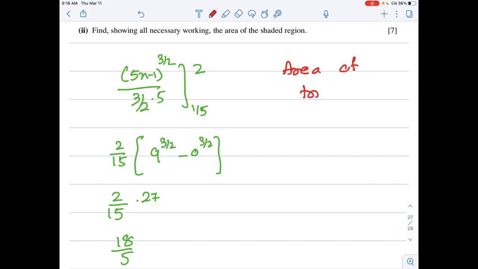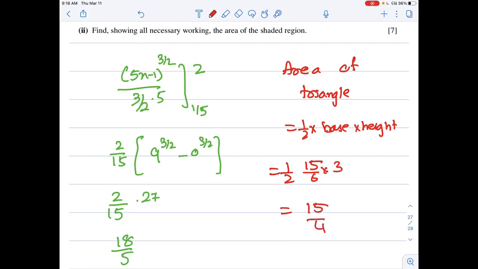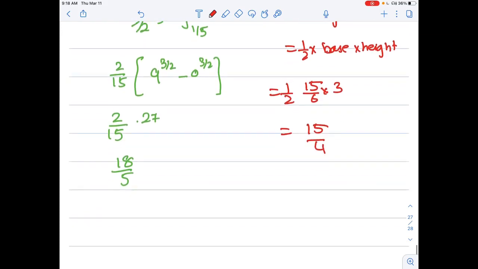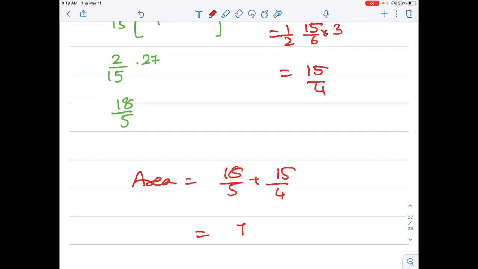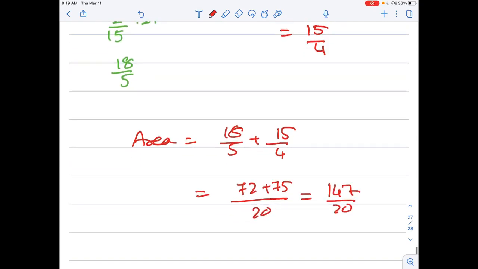Now the area of the triangle. Area of a triangle is half base times height. So base is 15 upon 6, and height is 3. So this becomes 15 upon 4. So the total area will be 18 upon 5 plus 15 upon 4. So this becomes 72 plus 75 divided by 20, which is 147 upon 20. If I want to write it in 3 significant figures, 7.35. That's going to be the area.